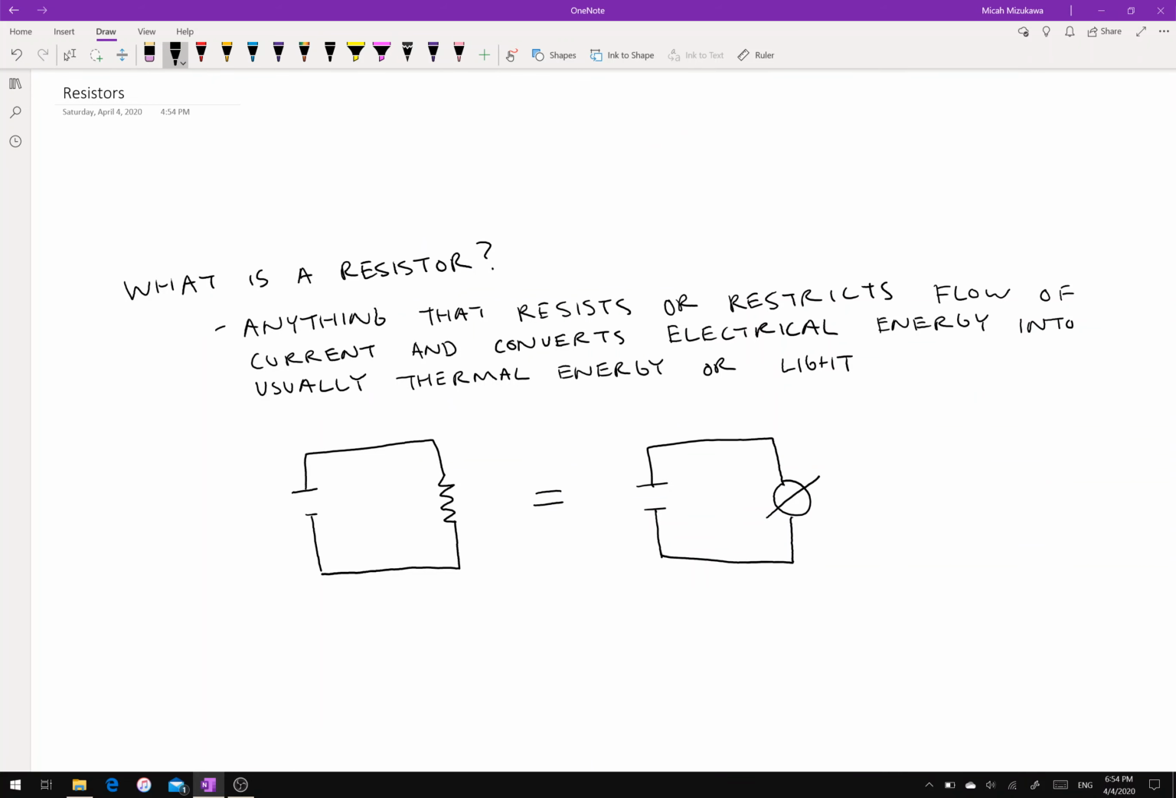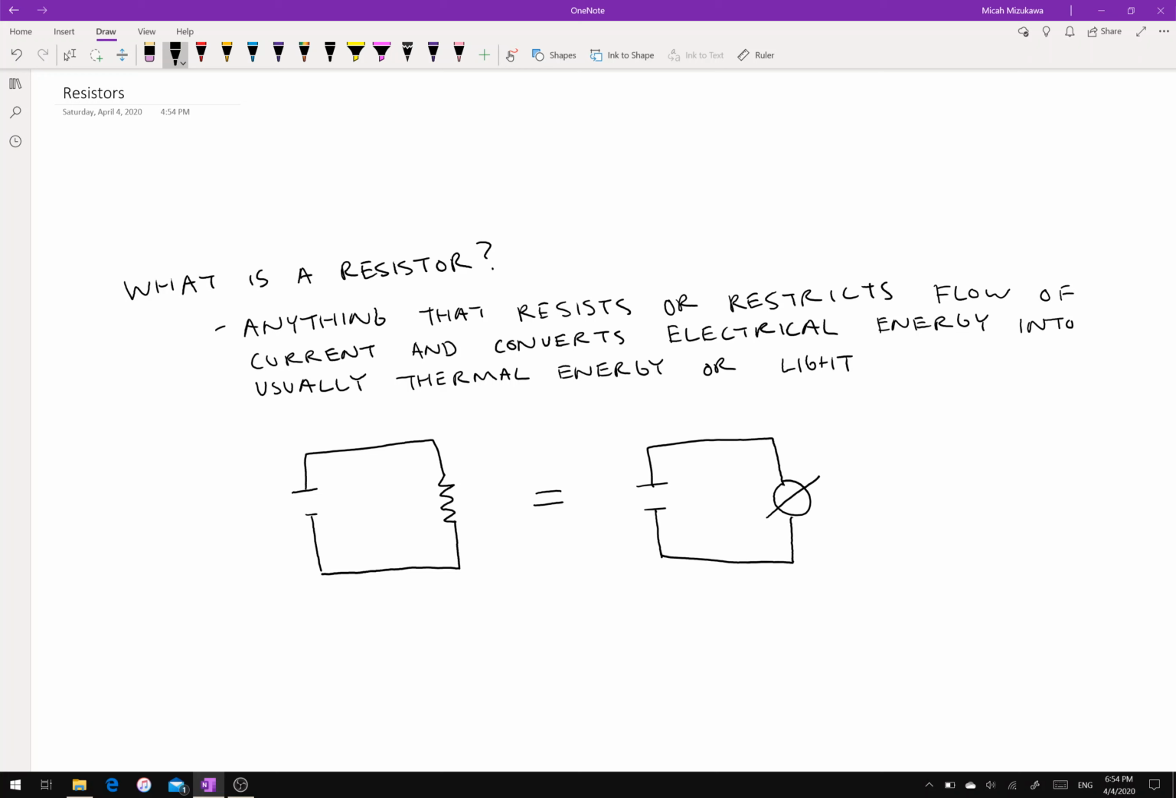Today we're going to talk about what a resistor is and how to calculate the total resistance in a circuit. So what is a resistor? It is anything that resists or restricts the flow of current and converts electrical energy into usually thermal energy or light.